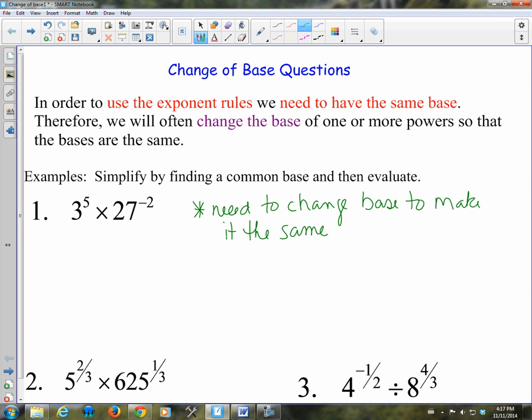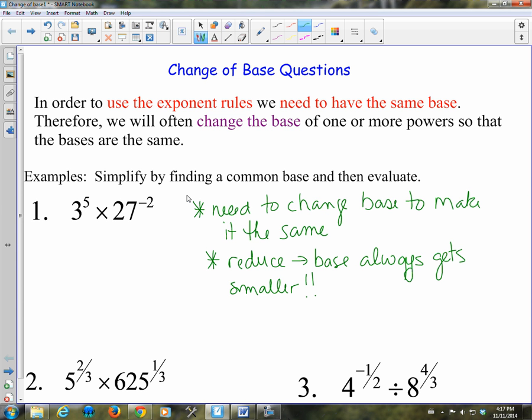When we do this, we always reduce. So the base will always get smaller. Always gets smaller. So if I look at question number 1, 3 to the 5 times 27 to the negative 2, that means I want to make the 27 smaller.